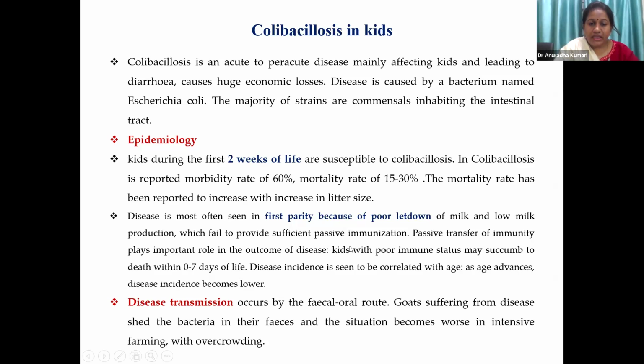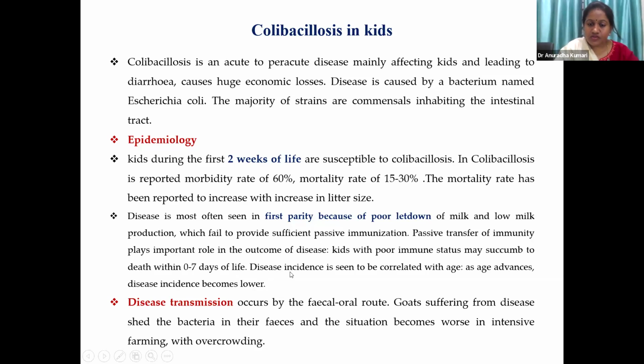These bacteria mainly affect the kids during the first 2 weeks of life, and this disease has a high mortality and morbidity rate. The mortality rate with colibacillosis increases with increase in litter size. The disease is mostly found in kids born to mothers with a history of poor milk let down, because that mother failed to provide passive immunity via the colostrum. Passive transfer of immunity plays an important role in the outcome of the disease.